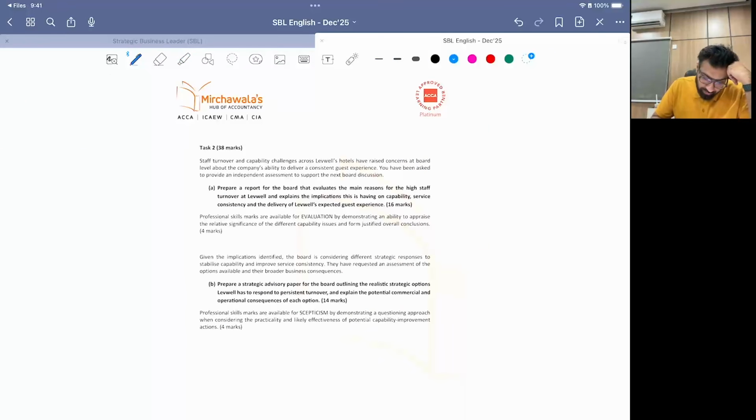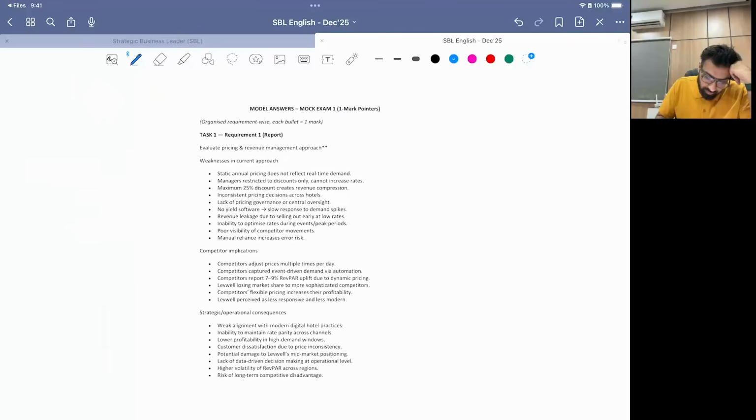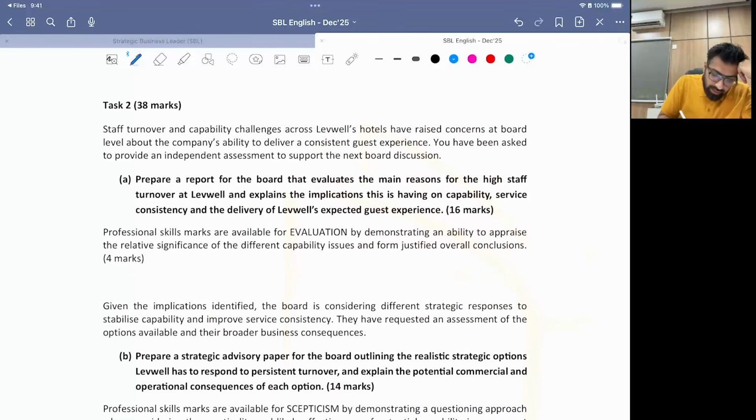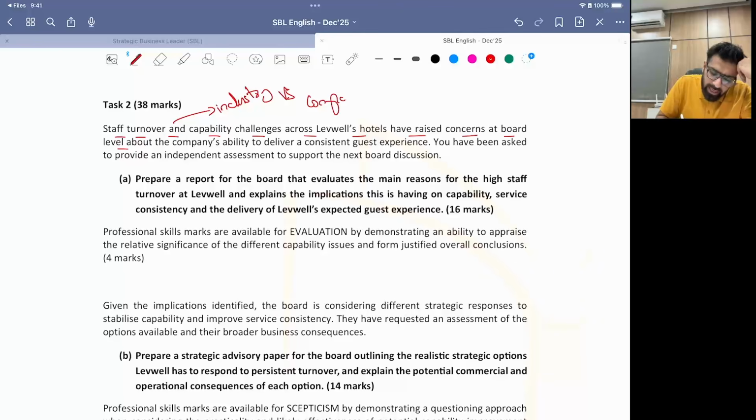Now, task 2, part 1 and part 2. Staff turnover and capability. Staff turnover and capability challenges across hotels have raised concerns at board level. So staff turnover was a KPI. You need to know about your industry, how the industry staff turnover compares versus the company. In fact, I remember from the pre-seen, I guess the company staff turnover was around 20-25%, right? Or maybe 30%. Let's have a look at that as well.